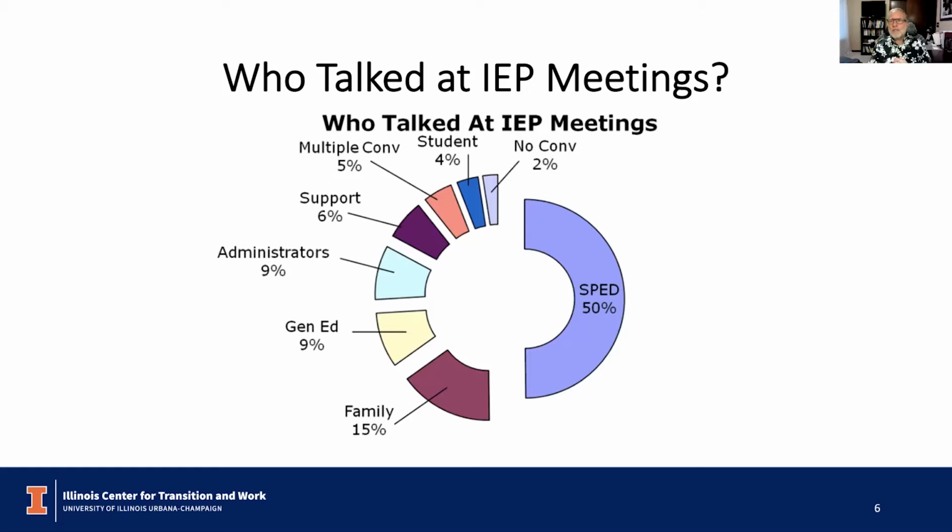Well, if you said the students, is it really the students' meeting? The students talk 4% of the time. What's clear from these data, and probably our own experiences as well, is that adults talk to adults about the students. We kept track of who people looked at when they were talking. And even when they were talking about the student, they seldom looked at the student.